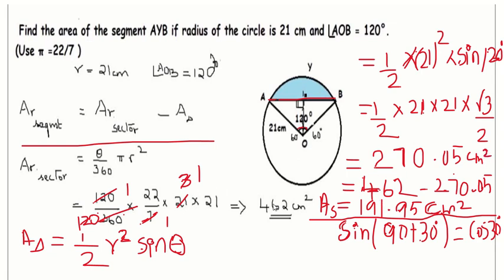Okay, now what do I have to do? I have to subtract this from this, right? To find the area of the segment. So 462 minus 270.05 is nothing but the area of the segment, 191.95 centimeter squared. So this is the area of the segment, right?